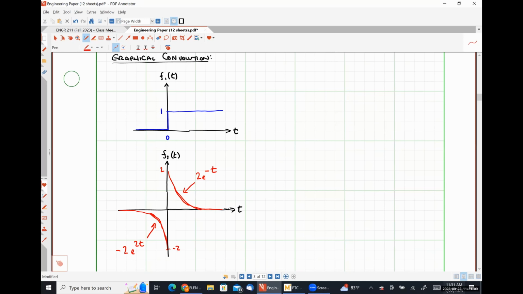We need to decide which of these two functions we're going to flip around the vertical axis. So do you want to flip f1 or f2? All right, so you guys chose f1, which is easier, so I'm going to do f2. So f1 will be easier. You're going to get the same result either way.